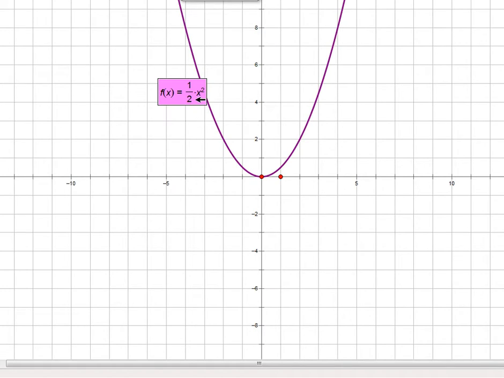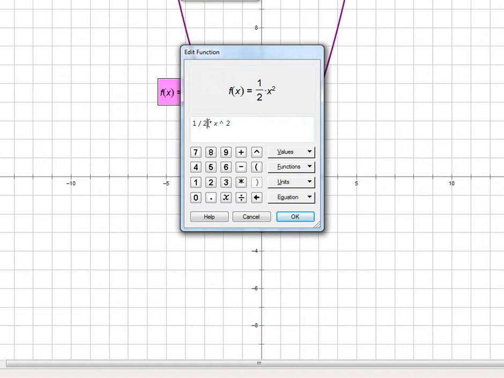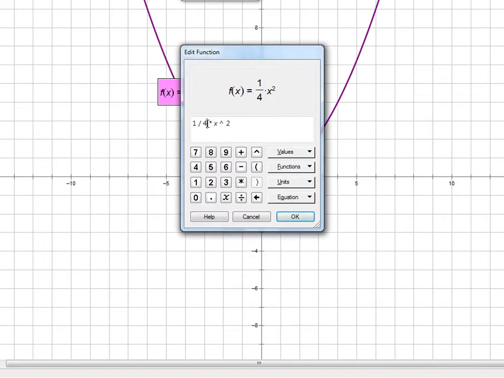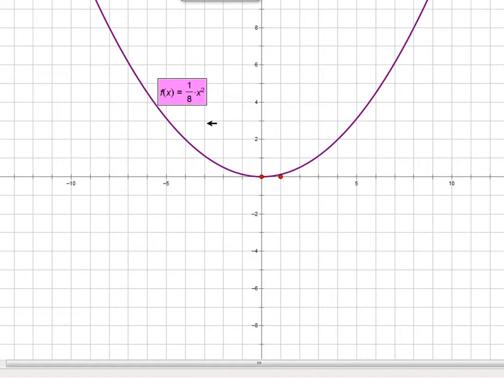So let me make it something even smaller than that. Instead of 1/2, let's make it 1/4. Let's get another smaller fraction than 1/4, maybe 1/8. These fractions are getting smaller each time, right? Okay. The parabola is getting fatter. Notice that the vertex is still sitting right here at 0, 0. The only thing that's changing is how wide this parabola is.